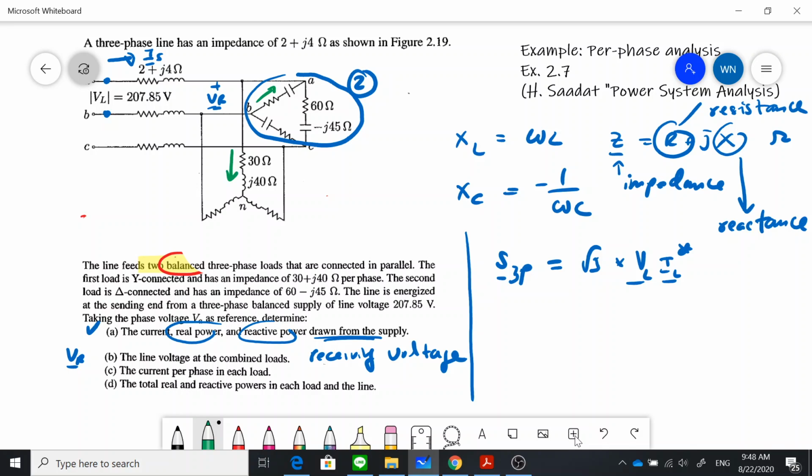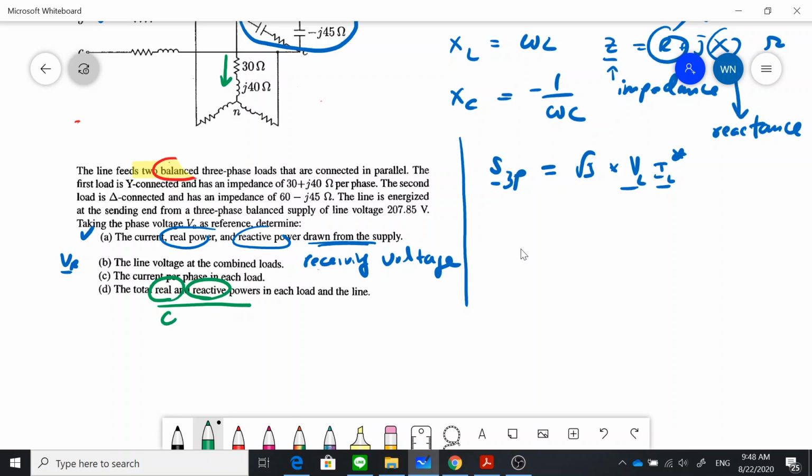Question D asks you to find the total real and reactive power in each load and the line. So basically you can see the problem asks you to compute the complex power, because the problem says real and reactive power. Meaning here you have to determine the complex power, S, of each load, and the real and reactive power of the line. So you also have to compute S of the line.